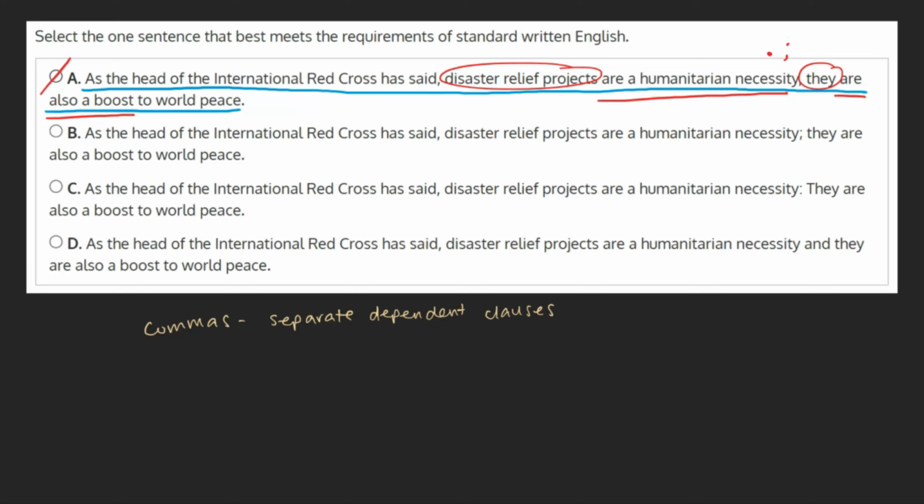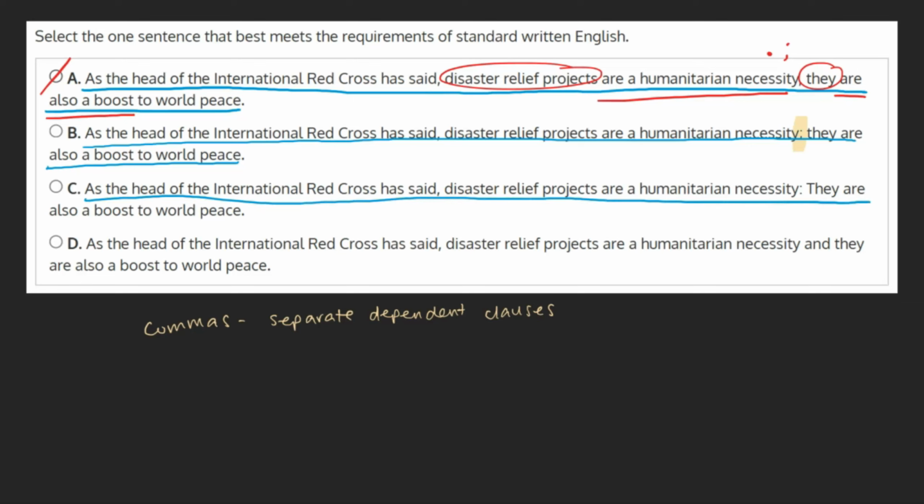B. As the head of the International Red Cross has said, disaster relief projects are a humanitarian necessity; they are also a boost to world peace. This choice takes the correction we just made to the last choice and applies it here. Instead of a comma, it uses a semicolon to separate the final clause from the rest of the sentence. As there are no grammatical problems with this choice, this is likely our final answer, but we can take a look at the rest of our choices just to be sure.